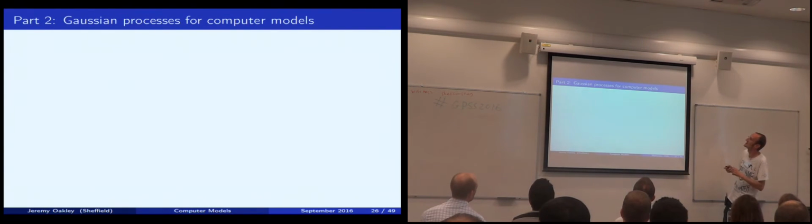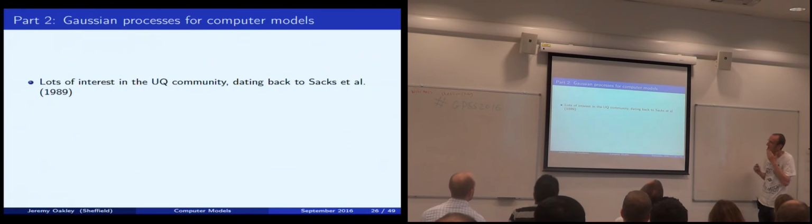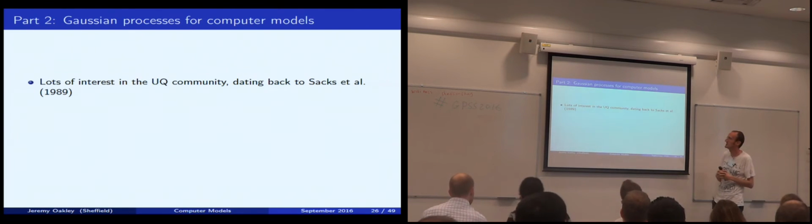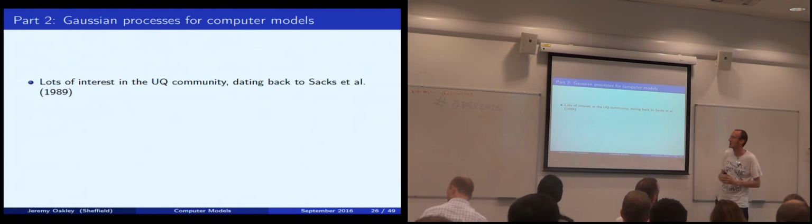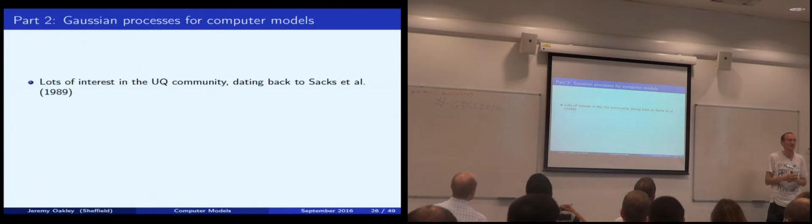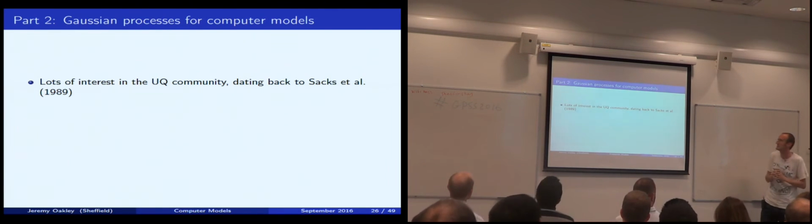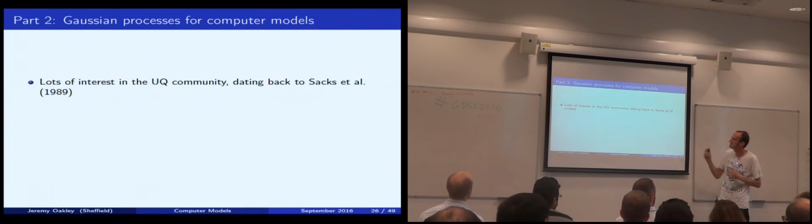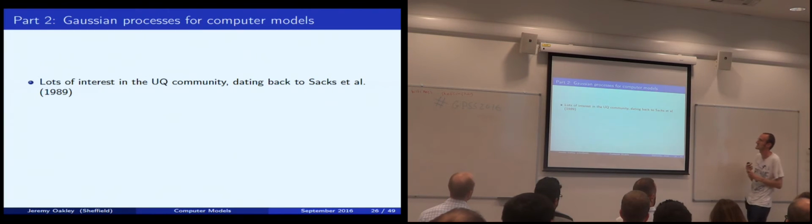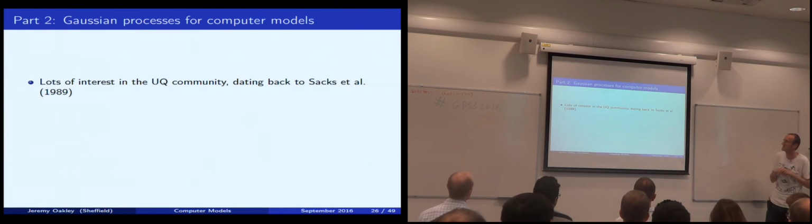Right, here we go. So Gaussian processes. This is something that there's lots of interest in the UQ community, and I think I've already hinted at ways that we use them, and you might guess how they're going to be used in any case. I think in the computer models field, perhaps the first paper was Sacks et al. in '89.